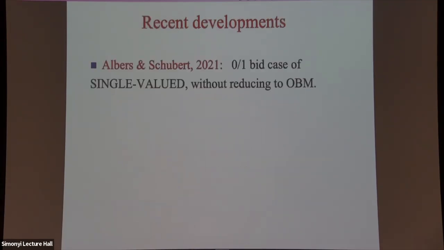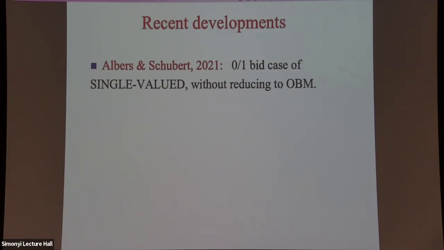Okay. I'm done. This is the last slide. So here are some recent developments. About a month ago, I sent this paper to somebody, and they sent me a paper of Susanne Albers and her student Schubert, about single valued, but with 0-1 bids. My stuff generalizes this also, but this was a paper in APPROX/RANDOM last year.